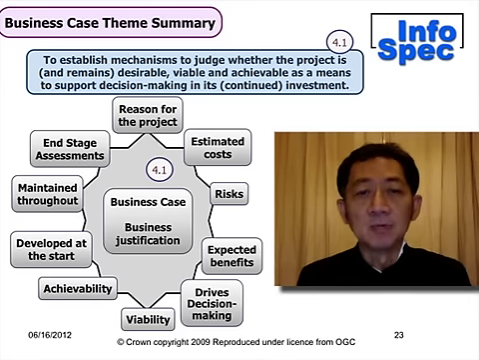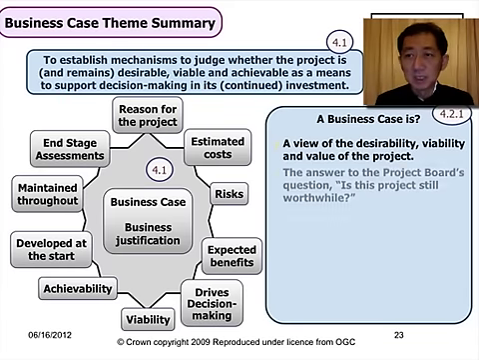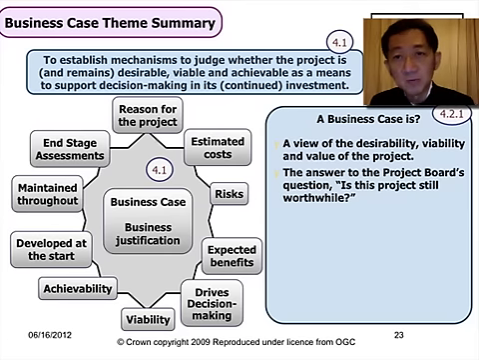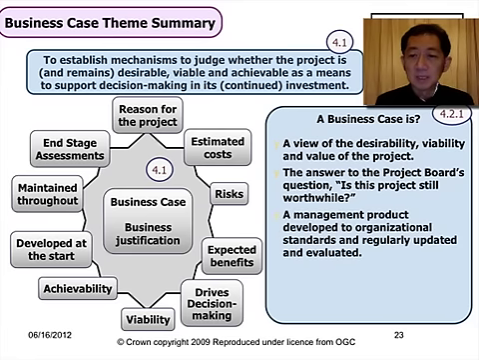Now, the numbers there, 4.2.1, refer to the sections of the manual, by the way. It gives a view of the desirability, viability, and value of the project. Is the project worthwhile? That's the thing you consider.